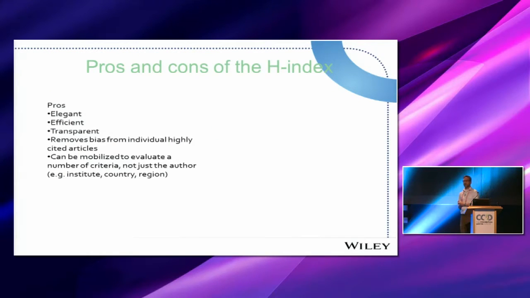So the pros and cons of the H-index. It's one single number. It's extremely elegant. It's great. It's efficient. You can measure this at any time. It's transparent. You can look at the data behind what you're actually measuring, which is very, very useful. It does remove the bias from the individually highly cited articles, as we saw in the case of author B, and it can be mobilized to evaluate a number of criteria. I've used it to measure journals, institutes, countries, and regions, although it was primarily designed to measure authors.